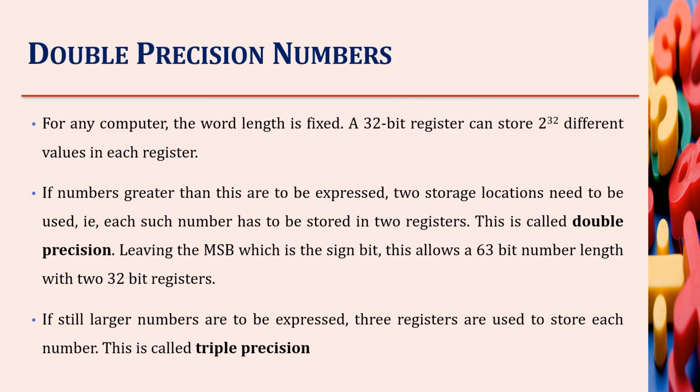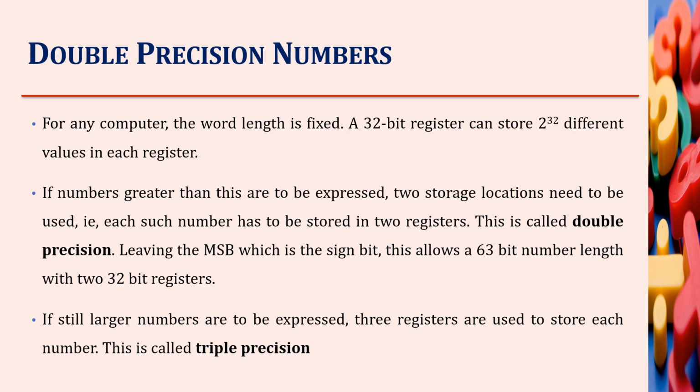Before moving on to the discussion about the IEEE floating point representations, first let us discuss the term precision, double precision, triple precision, etc. As you know, for any computer, the word length is fixed. A 32-bit register can store 2 raised to 32 different values. Fine. And if numbers greater than this need to be expressed, 2 storage locations or 2 registers are required. That is, each such number has to be stored in 2 registers. And this is called double precision.